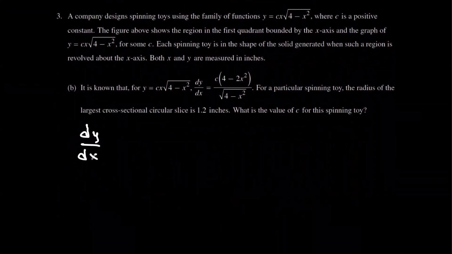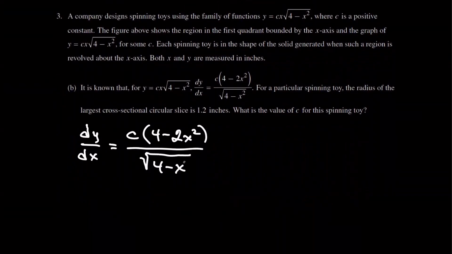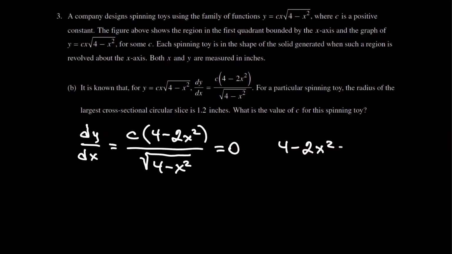And so dy over dx, which is equal to c times (4 minus 2x squared) over the square root of 4 minus x squared, equals 0. This is equal to 0 when the numerator is 0, which is 4 minus 2x squared equal to 0, which is 2x squared equals 4. Dividing by 2 and taking the square root gives us x equals square root of 2. And we only need the positive value here.